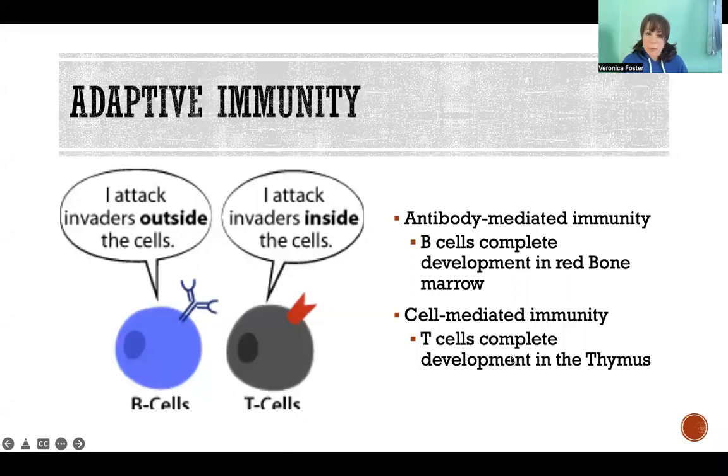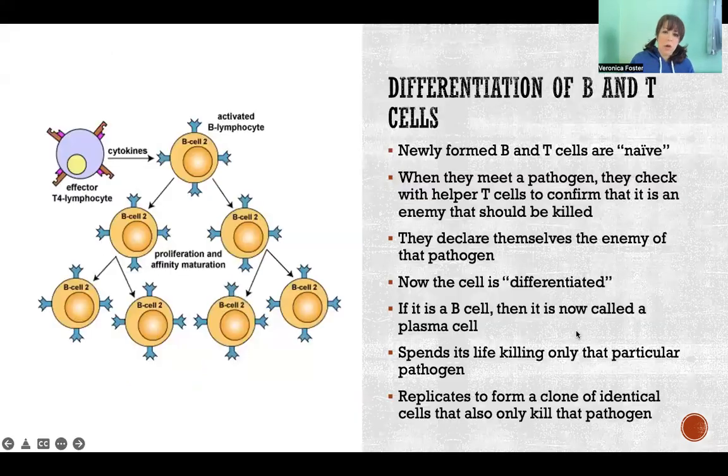Okay, so our adaptive immunity, we have two kinds, antibody-mediated immunity and cell-mediated immunity. So antibody-mediated immunity is executed by B cells and cell-mediated immunity is executed by T cells. And I will be sharing more detail on both of those types of immunity in future videos.